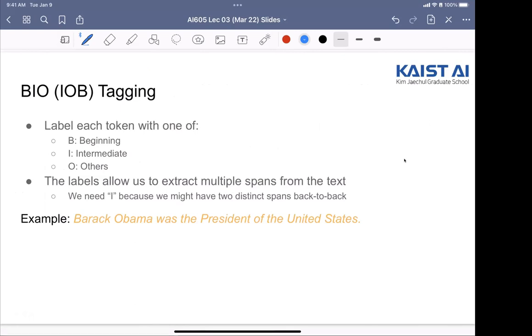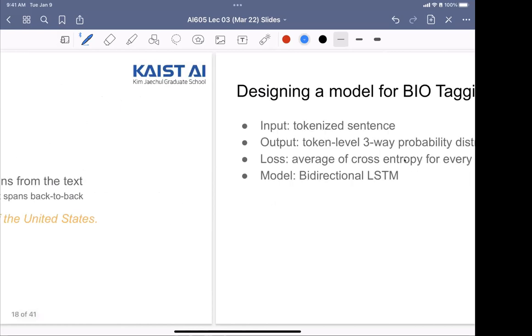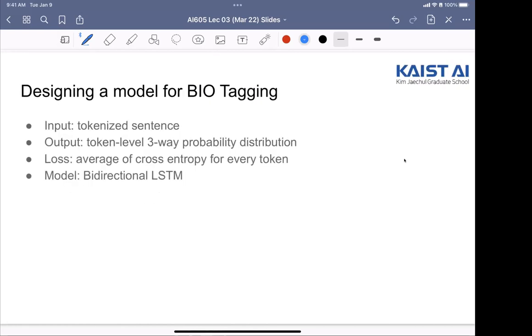And it's not always used for named entities, right? Because you might be trying to extract something else from the text, which is a span, and it can happen multiple times, which is not a named entity or a proper noun. It depends on your application. So if you want to design a model for BIO tagging, then your input will be a tokenized sentence and your output will be a token-level three-way probability distribution, right? Because it's classification, but now not on the text itself, you're doing token-level classification. And the loss will be the average of the cross entropy for every token.